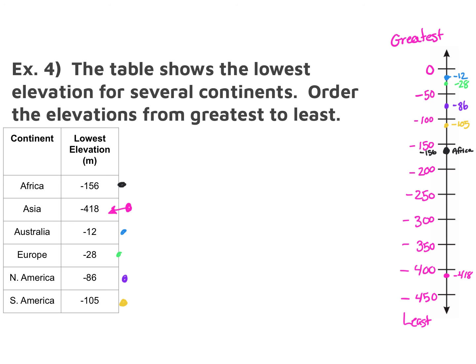And then it says from greatest to least. So that means I need to go from the greatest to the least. The first one that I get is the -12. It does say order the elevations, not the continents. So I'm going to put the numbers. So -12. And then what comes next is the -28.